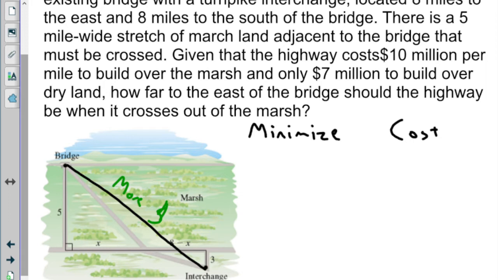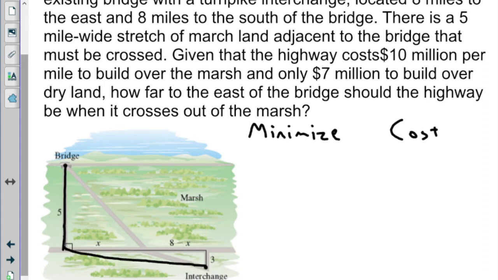So we could say, well, another proposition would be, okay, let's build straight down on this area. That way we are putting in the least amount of road on the marsh possible, and then just connect to the interchange that way. That's not good either, because that needs more road, and more road is going to cost more money.